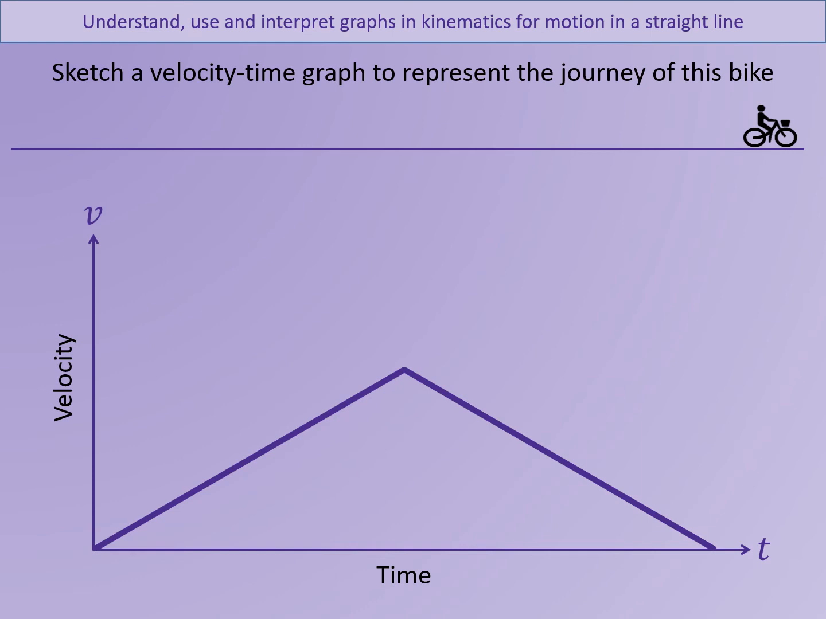So we can see that initially the velocity was 0 and it then increased. So for this section of the graph, the cyclist was accelerating, the velocity was getting higher. It was accelerating at a constant rate, which is why we have a straight line. Then, about halfway through the journey, the cyclist started to decelerate until eventually coming to rest. So the velocity was 0 again at the other end.